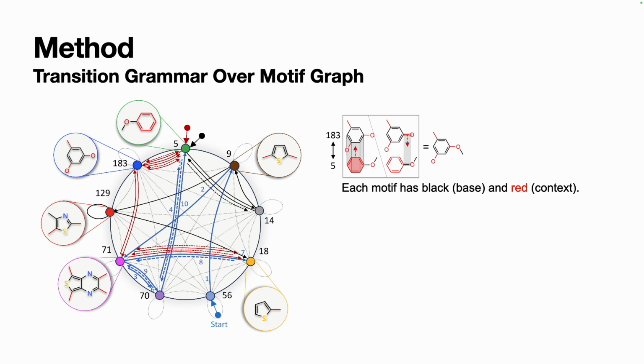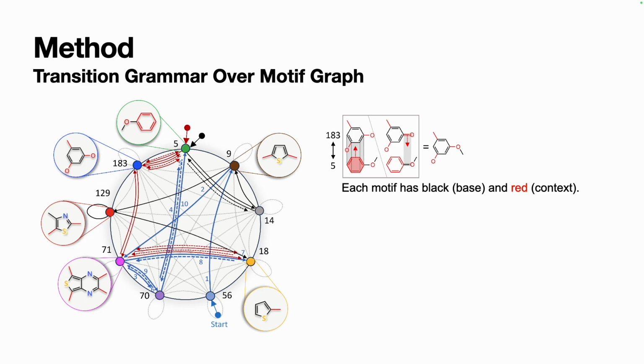Meanwhile, motif 183 is a benzene ring with 3 possible contexts, 2 of which specify a single oxygen. Thus, motif 5 can use the benzene ring in motif 183 to satisfy its context, and motif 183 can use the oxygen in motif 5 to satisfy its context, so the two can snap together like Lego blocks.